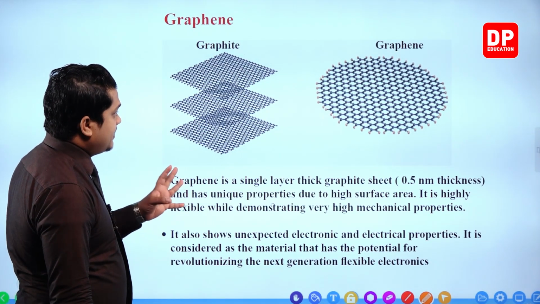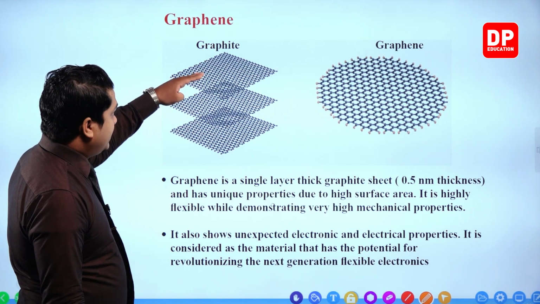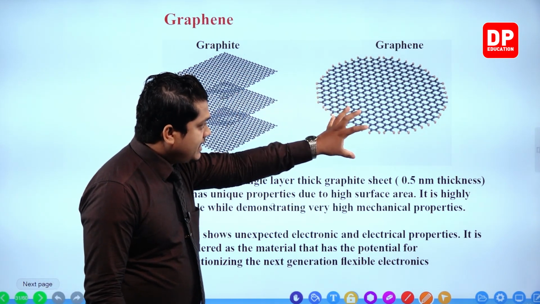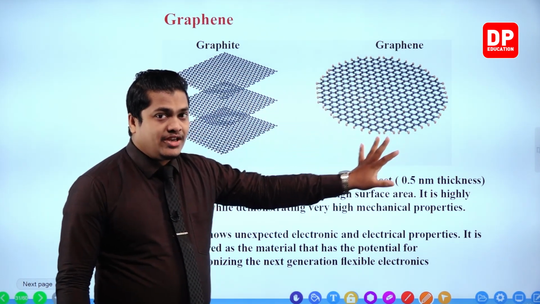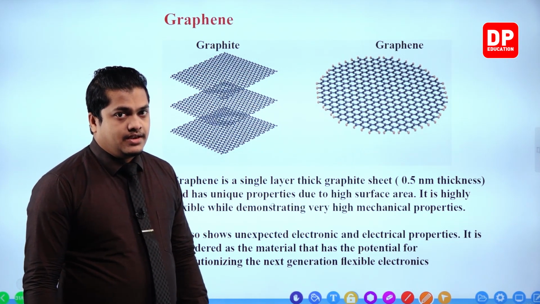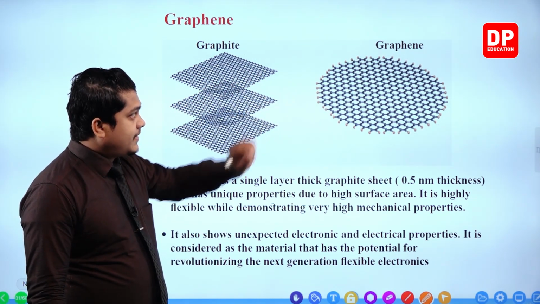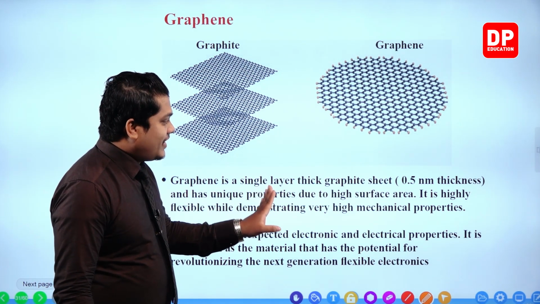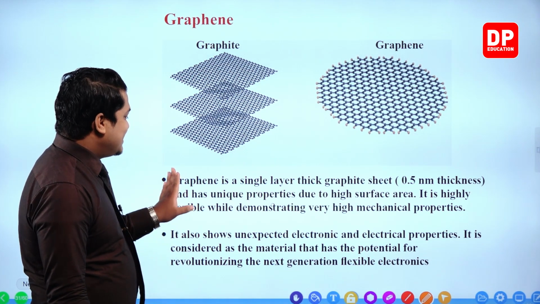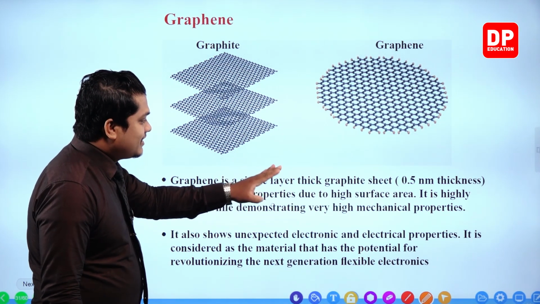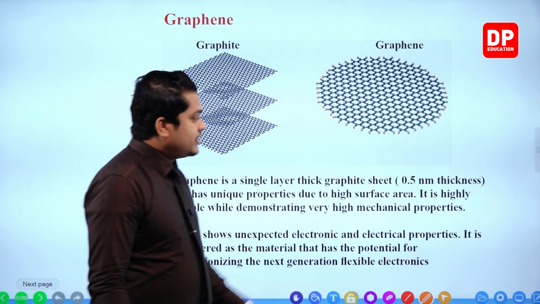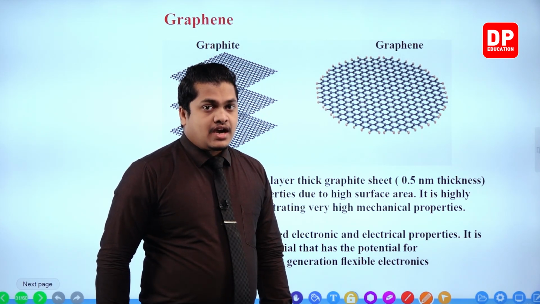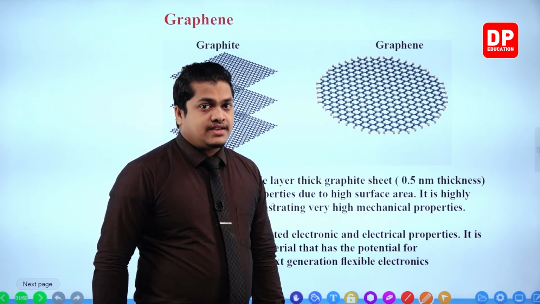As you can see here within the figure also, it is given that way. Graphite is arranged as several layers. So we remove a certain layer like this and we arrange it into a sheet like this. So this is graphene. Okay, graphite, graphene. Graphene is a single-layer-thick graphite sheet. That means about 0.5 nanometers thickness. Half of a nanometer.